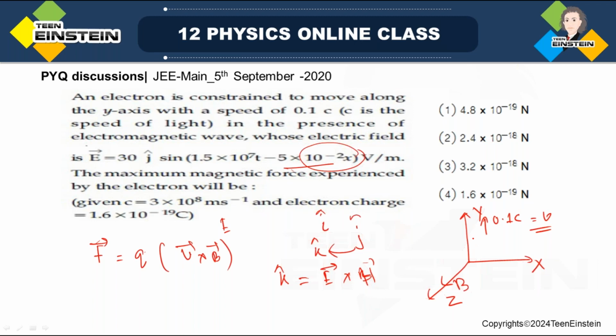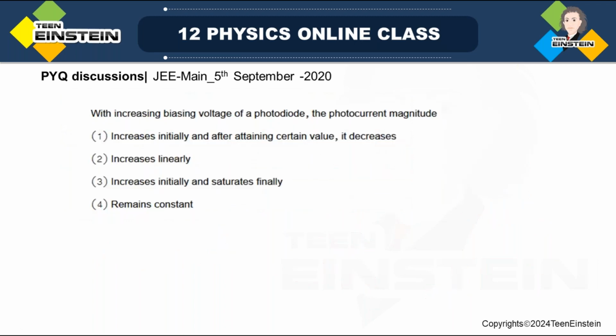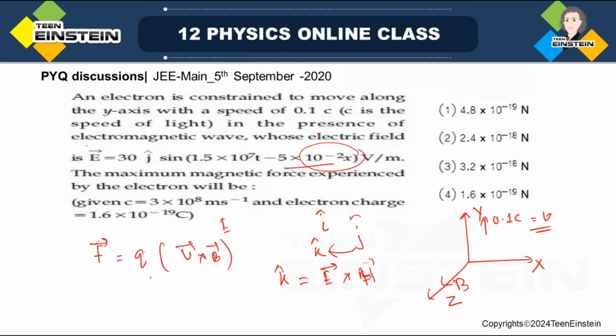Okay, that is fine. So E cross B, or H, is along the z direction. I have to find out the maximum magnetic force, that means the magnitude of the magnetic force. So how do we find the magnitude of the magnetic force? It is Q V cross B. Q is given as 1.6 times 10 to the minus 19.